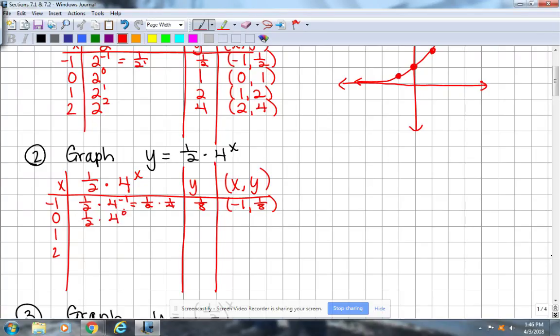All right, 4 to the 0 power. So this is 1/2 times 4 to the 0 power. What is 4 to the 0 power? Did you memorize it? What's anything to the 0 power? So what's half times 1? A half.